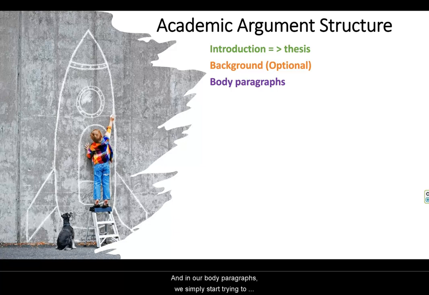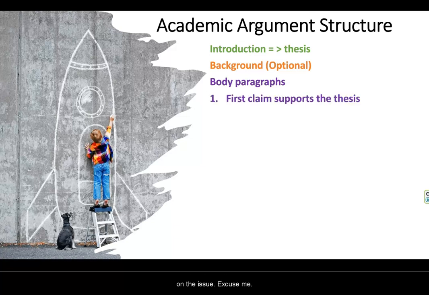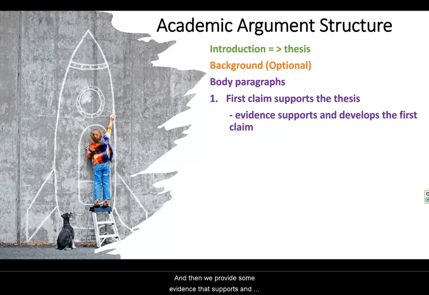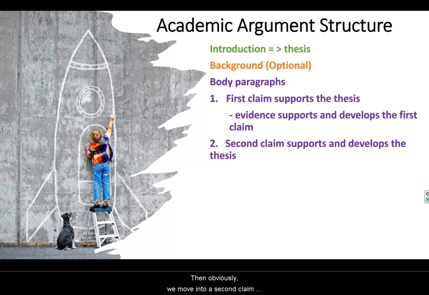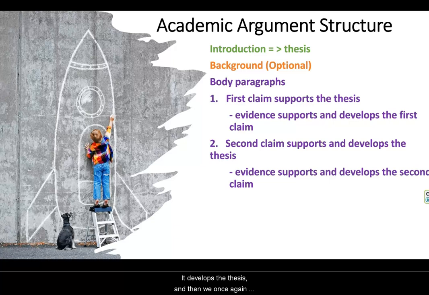And in our body paragraphs, we simply start trying to support our thesis, to prove our position on the issue. We start off in the body paragraphs often articulating a claim that supports the thesis, and then we provide some evidence that supports and develops that first claim. Then obviously we move into a second claim that also supports, but in a different way it develops the thesis. And then we once again provide evidence that supports and develops this second claim. And we can keep going with this, as long as we like.